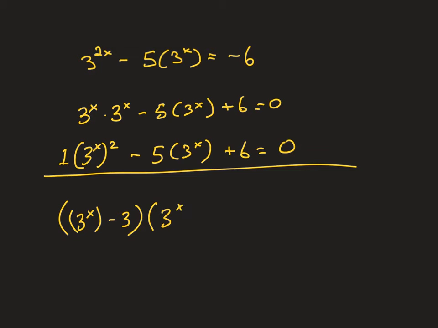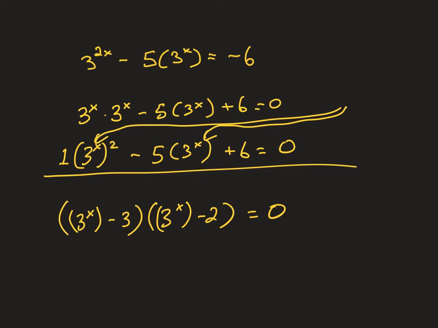3 to the power of x minus 2 equals 0. Right, so 3 to the x is kind of like the variable. If this is saying, like, j squared minus 5j plus 6 equals 0, then this is just (j minus 3)(j minus 2) equals 0. And so j equals 3 or 2.